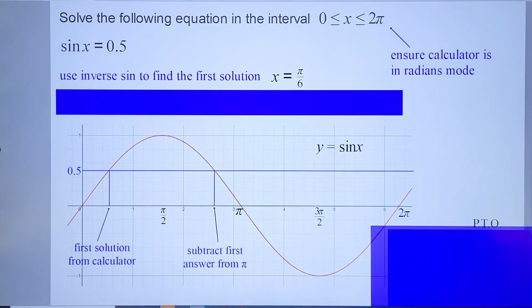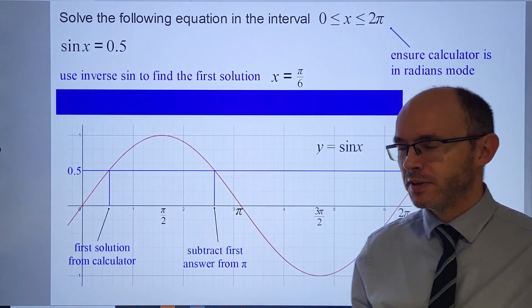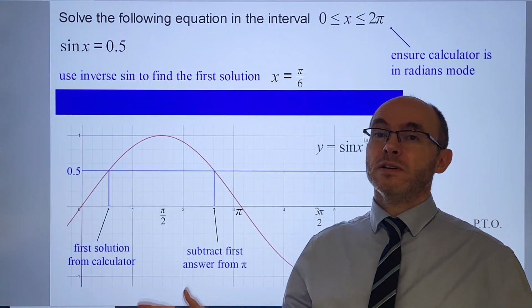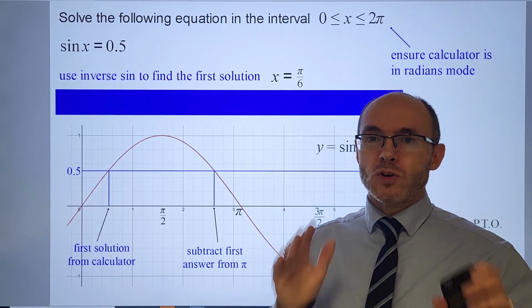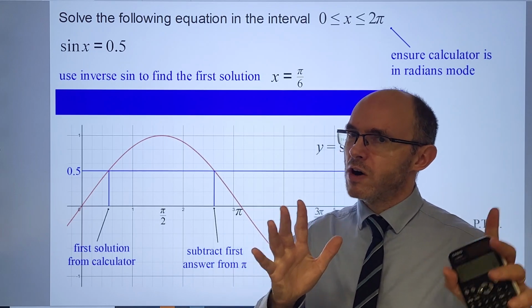What you need to do is consider what is happening with the sine graph. And if you do A-level maths, you need to know what the graphs look like. There's no way around that. Try not to think I can do this without the graph. You need to know what the graphs look like.